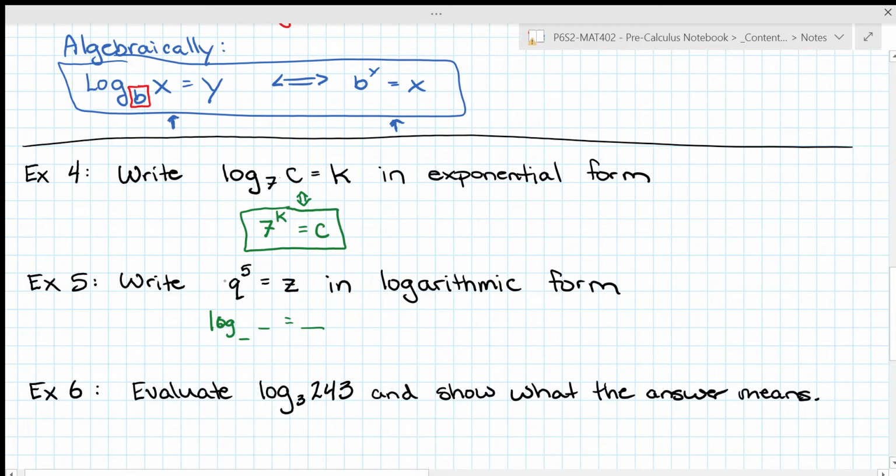Again, q is my base in the exponential, which means q is my base in the logarithmic function as well. The base is always the same. 5 is my exponent, and the outputs of logs are exponents, so my 5 is going to go over here. Z is the answer to the exponential function, so z is the argument of that logarithmic function. All right, and then let's actually do a little bit of math.